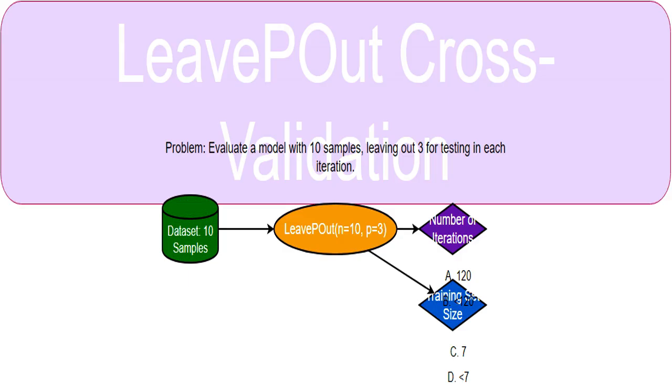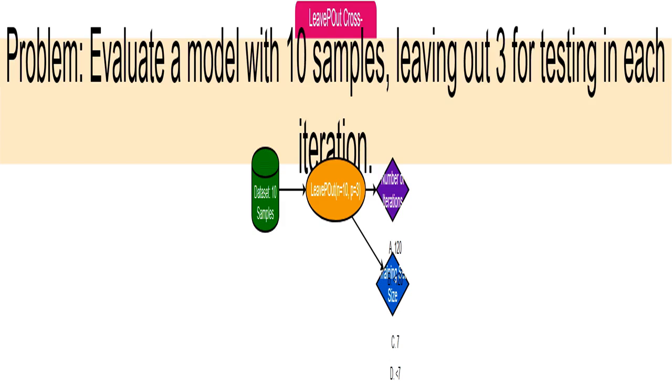I am using scikit-learn's LeavePOut cross-validation. It's a clever technique to split data for model evaluation. It systematically leaves out a set number of data points for testing in each iteration. Think of it as trying out your model many times with different test sets to assess performance. I have a dataset with 10 samples and I want to evaluate my machine learning model using LeavePOut cross-validation.